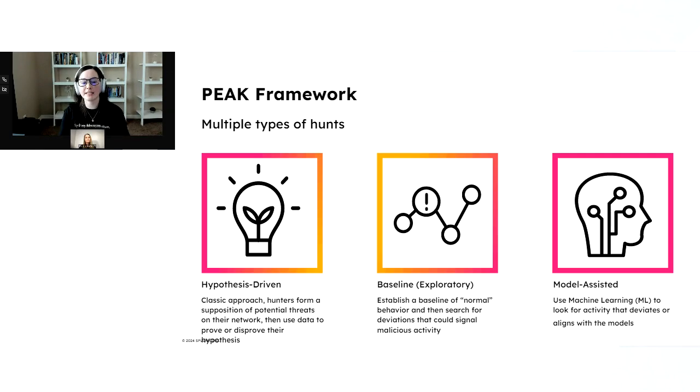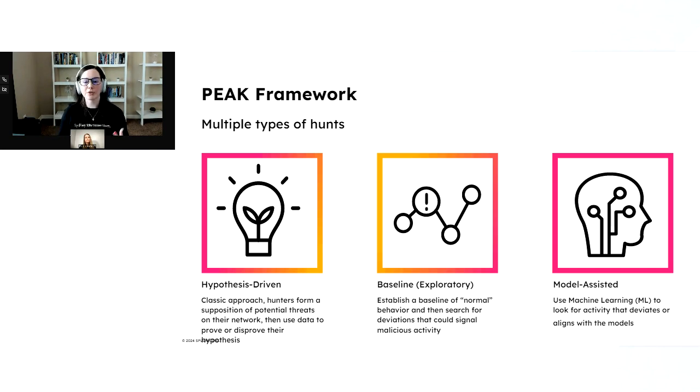Second type is baseline or exploratory hunting. And this is where you're looking at what is normal activity and what is not normal. So you may have a new data source that you sent to your Splunk instance and you're not monitoring, you don't really know what's in there. So you could do a baseline and try to find any anomalies, try to find what kind of data is valuable in there.